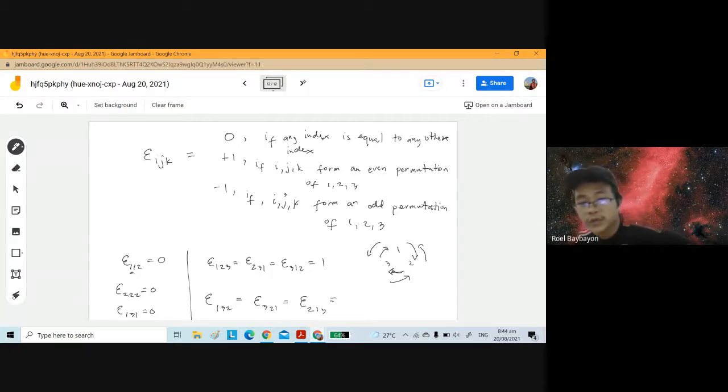This is equal to negative 1. Okay? Look at it, the indices going 1, 2, 3, 3, 2, 1, and so on. If clockwise, then positive. If counterclockwise, it's negative. 1, 3, 2; 3, 2, 1; and 2, 1, 3 is minus 1. While 1, 2, 3; 2, 3, 1; and 3, 1, 2, the Levi-Civita symbol is positive 1.